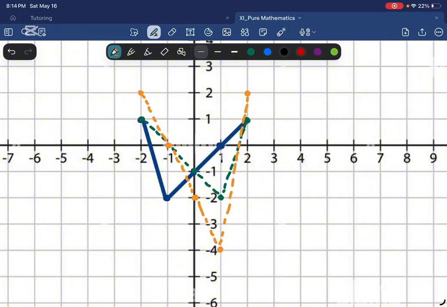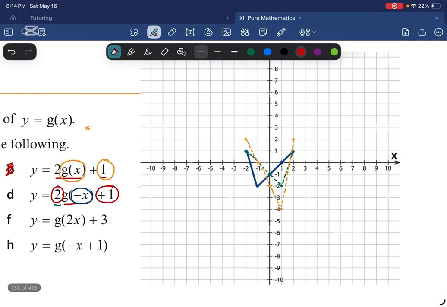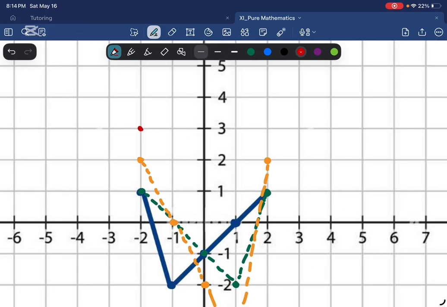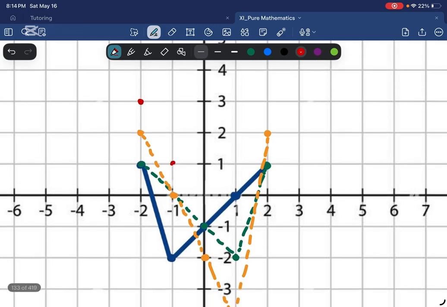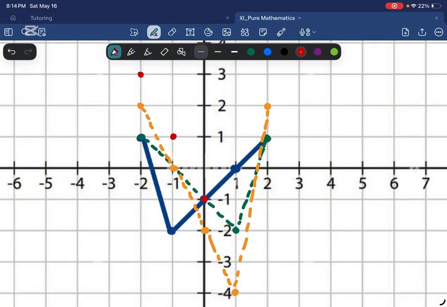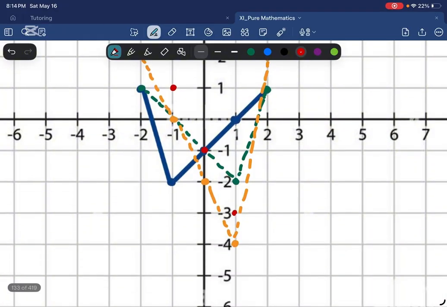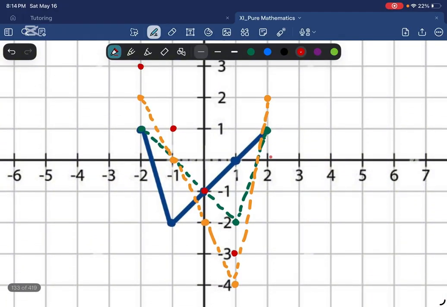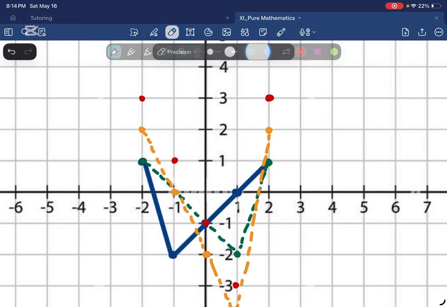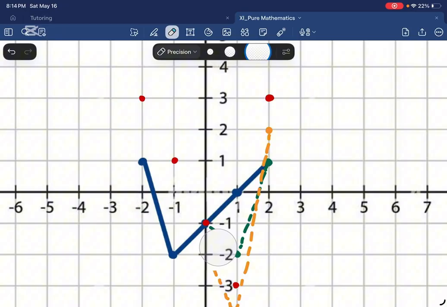Alright, and now finally I have the red points, which is plus 1. So I just shift my orange points by 1 unit up, right? Okay. So minus 4, 1 unit up is here. And then finally 2, 1 unit up is here. And now let me just erase my other points so that I can connect to my red dots.